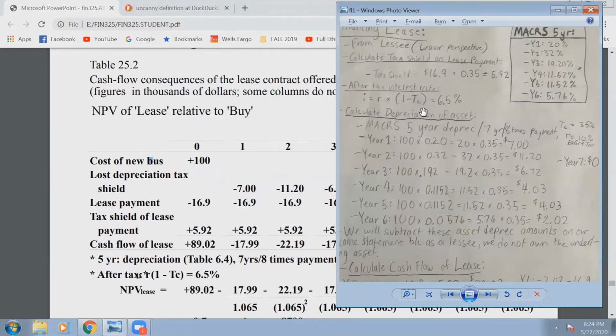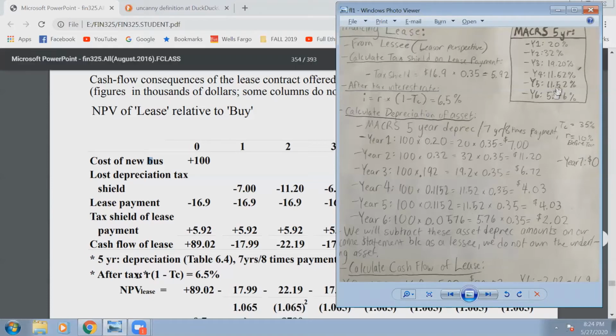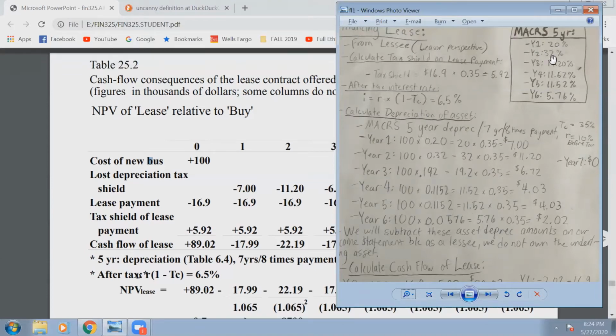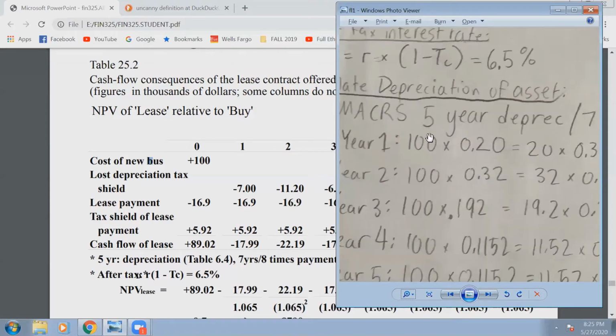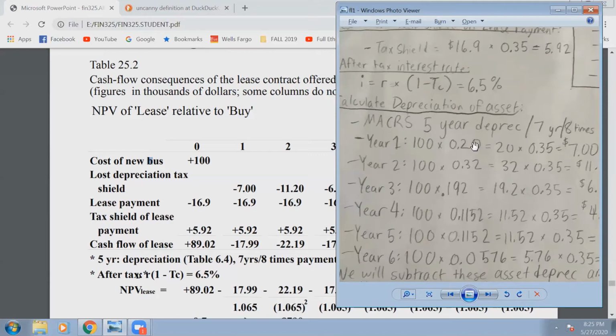Here I have the MACRS 5-year depreciation as we used in the last video, and I have all the percentages lined up here. It's 20% for year 1, 32% for year 2, 19.2% for year 3, 11.52% for years 4 and 5, and then 5.76% for year 6. What we do is multiply the asset's value, which is 100 million, by these percentages, and it will give us a number that we then multiply by the marginal tax rate, which is 35%.